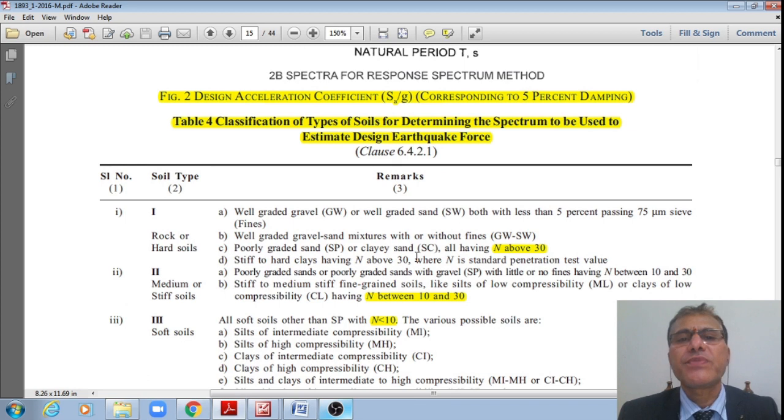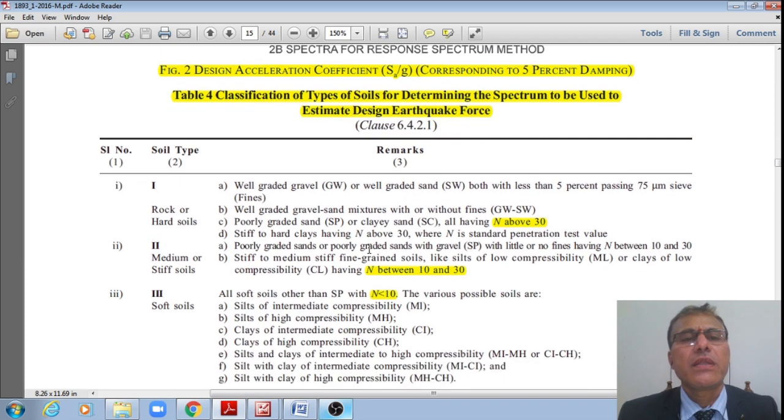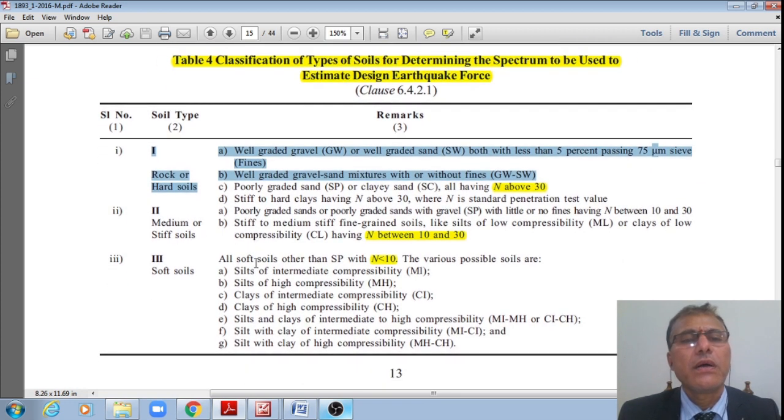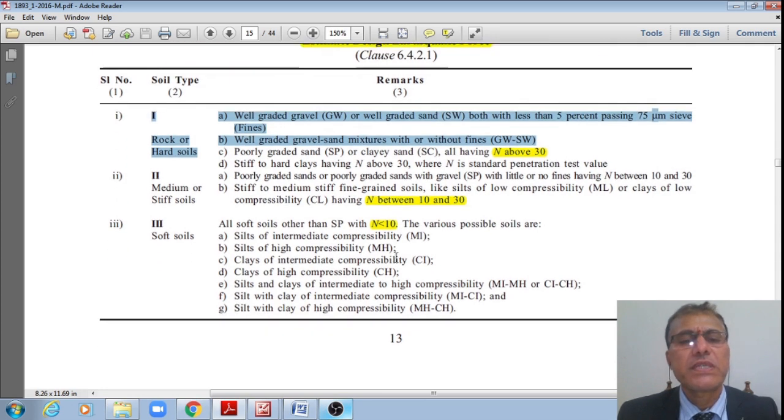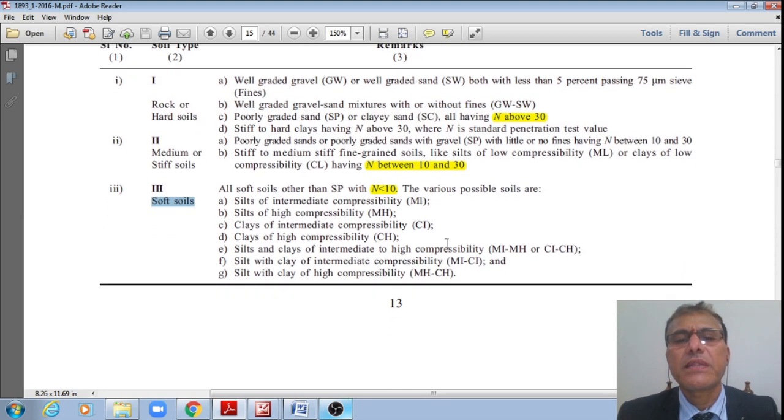Now let us move to classification of types of soil for determining the spectrum to be used to estimate design earthquake force. There is soil type 1, rock or hard soil. Just now we have seen N greater than 30. Similarly, soil type 2, medium or stiff soils, means N between 10 to 30. Just now we have discussed, and soil type 3, soft soils where N value is less than 10, and the different types of soil classifications are given.